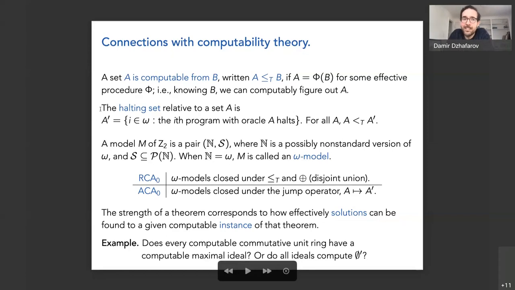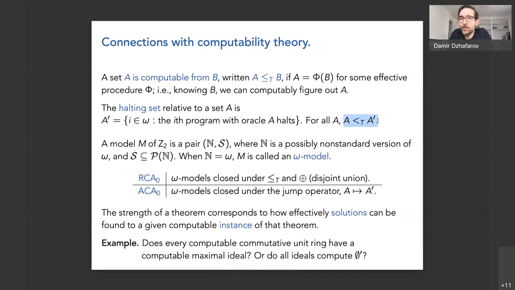So a famous example of a set that's not computable in this sense is the halting problem, or the halting set. If you have a set A, then you can form this set A jump, or A prime. In some effective enumeration of all computer programs, A jump is those indices i such that the ith program in this enumeration, with access to information from A, halts in finite time. So the program actually executes and doesn't go into an infinite loop forever. And it's known that in general for every set A, A is strictly below A prime.